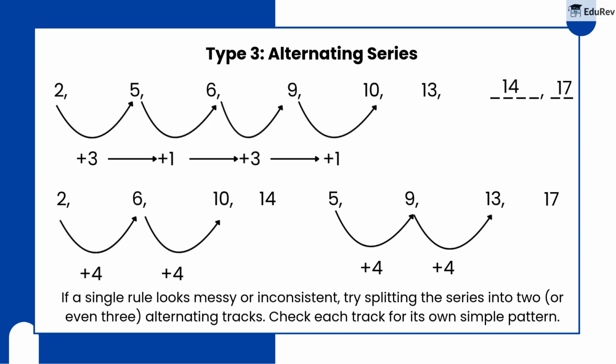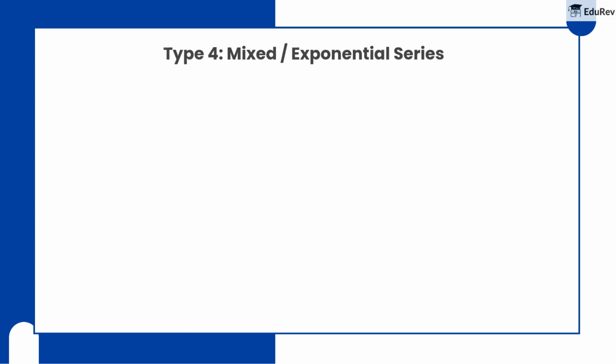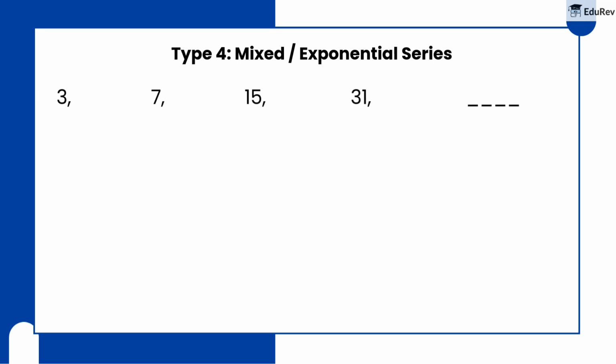So here's our learning from this. If a single rule looks messy or inconsistent, try splitting the series into 2 or even 3 alternating tracks. Check each track for its own simple pattern. Type 4. Mixed exponential series. Series is 3, 7, 15, 31, blank. Here are the options. Think.